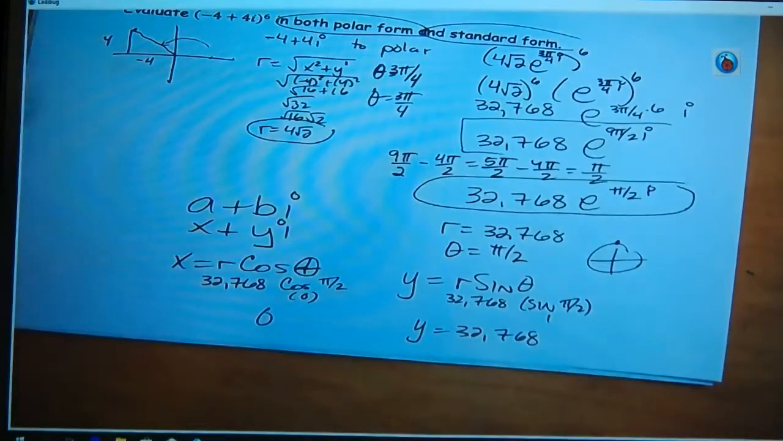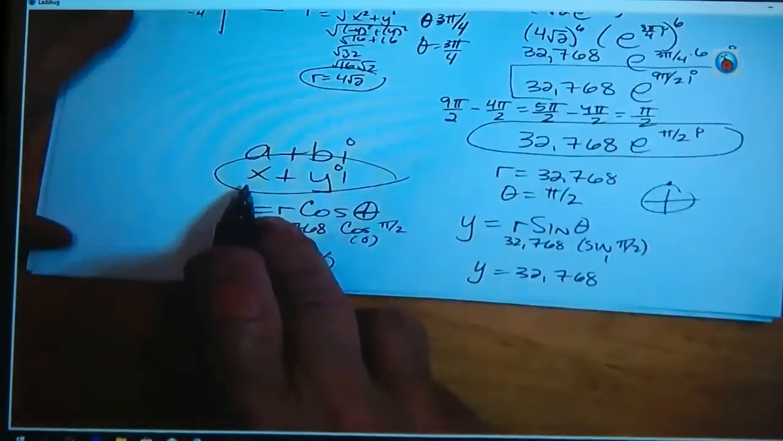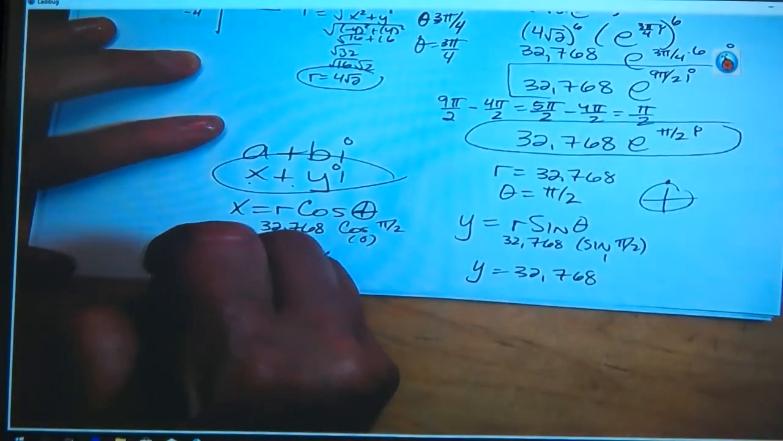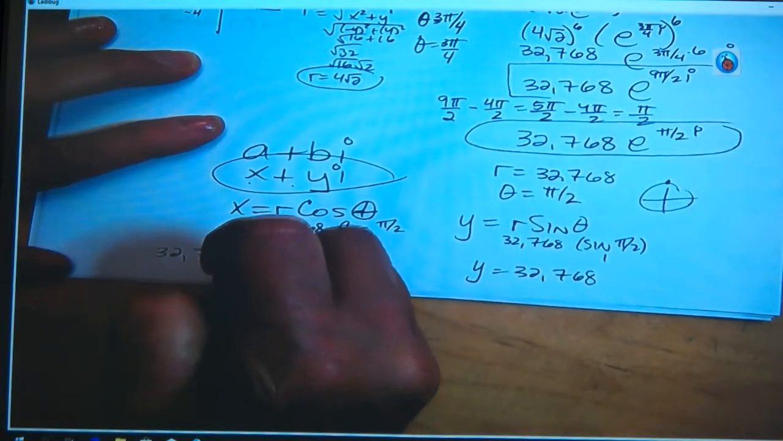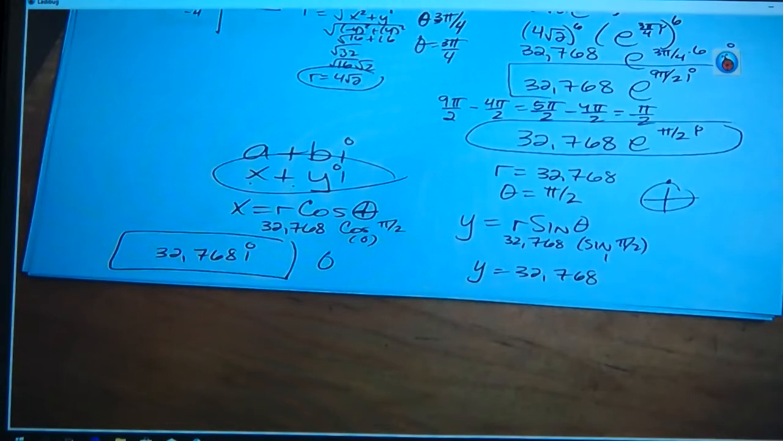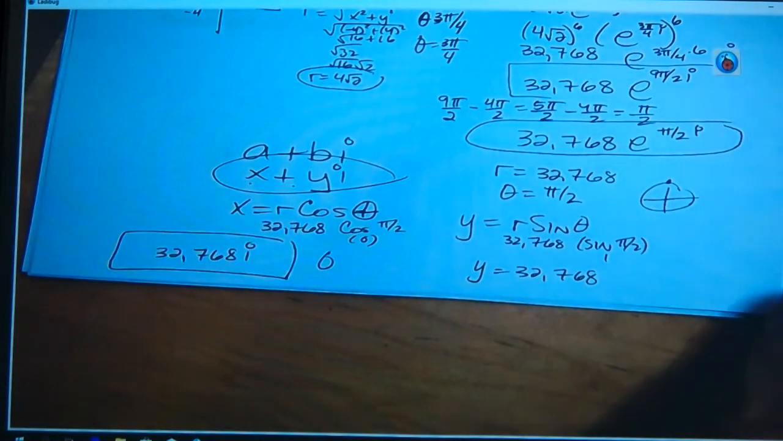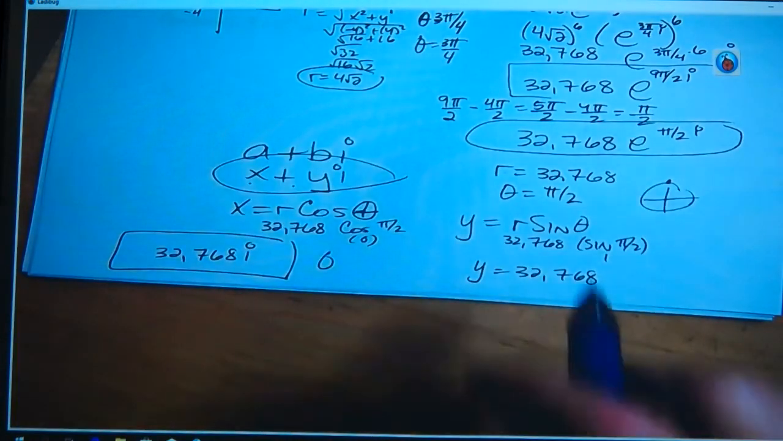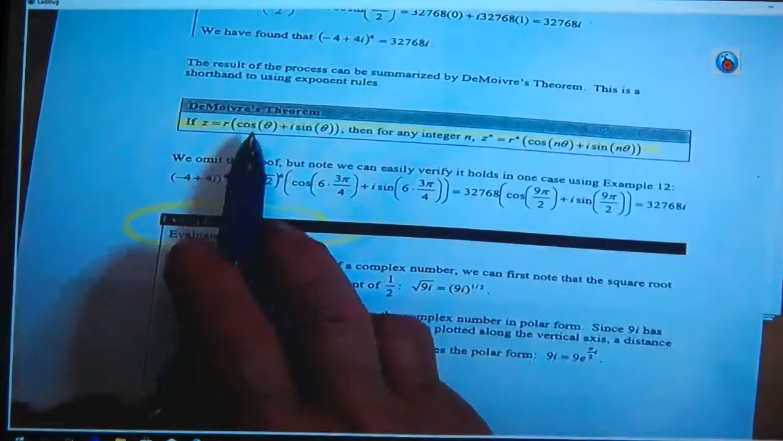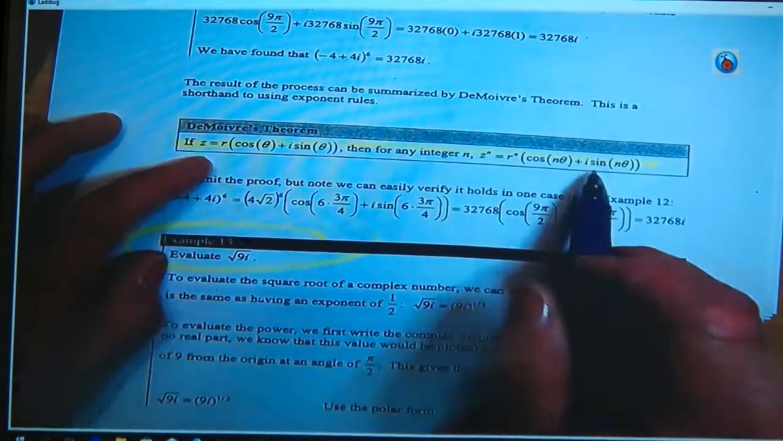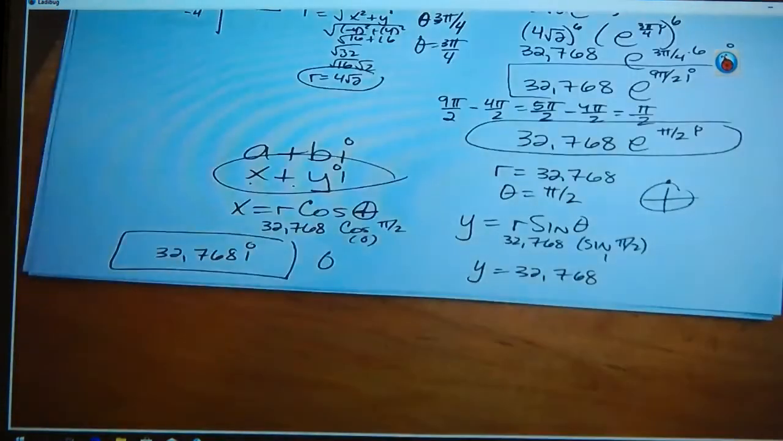So y equals 32,768. So my final answer, a plus bi, or x plus yi, is going to be 0 plus 32,768i. Throw an i on there, and that is my answer in standard form, or complex number form. Okay, go back to your textbook. All right, that's it. Let's do a few more problems.